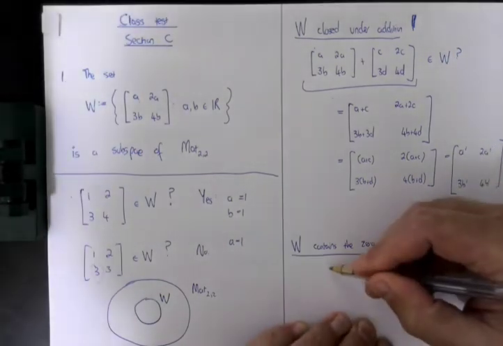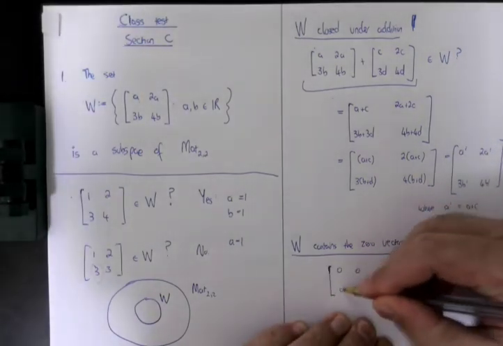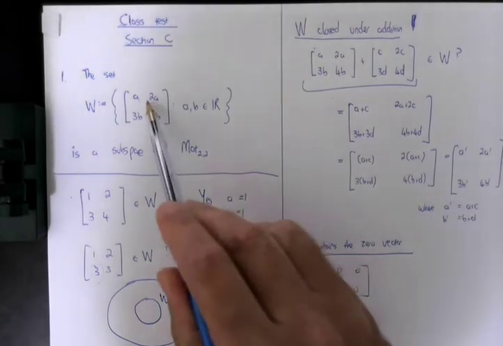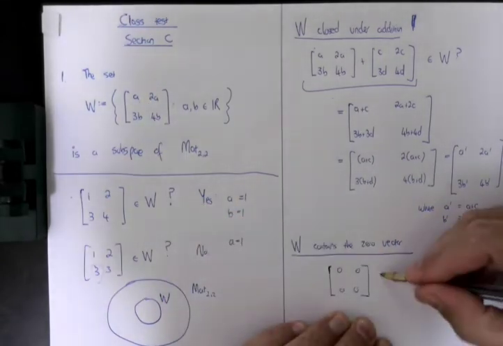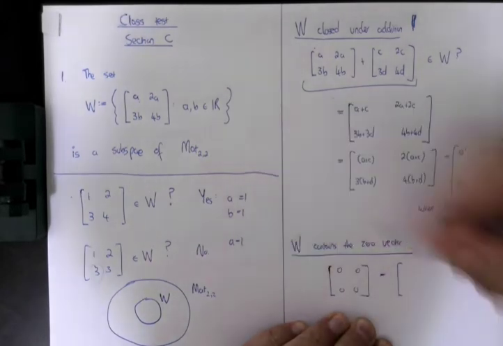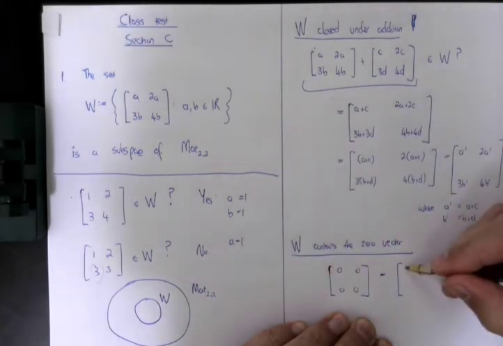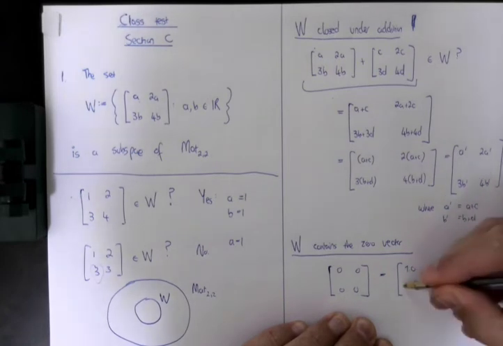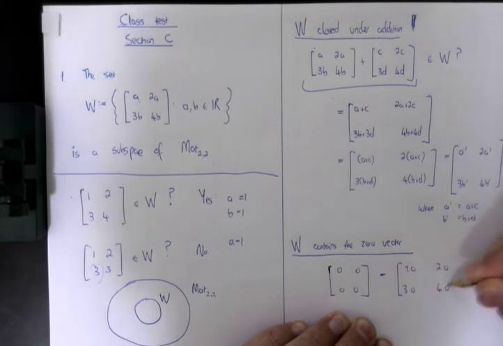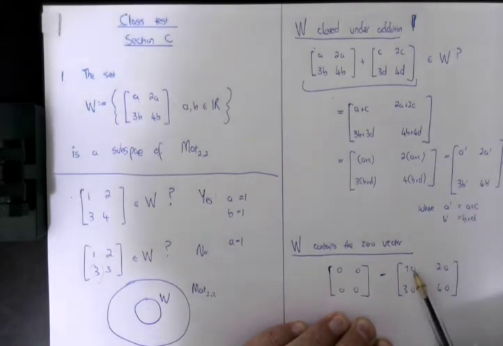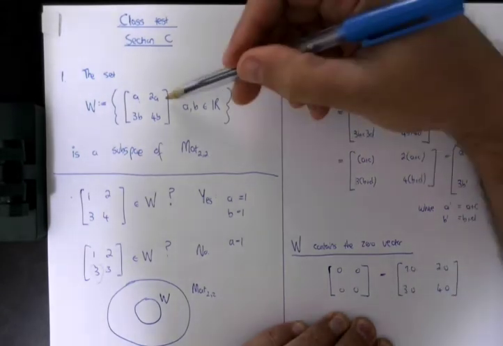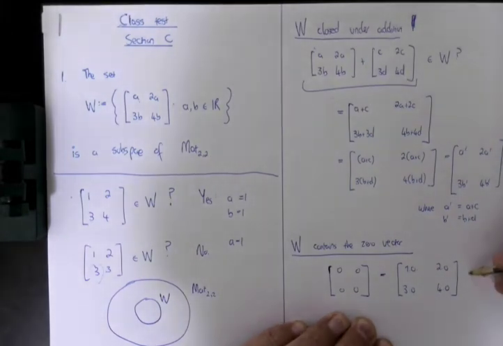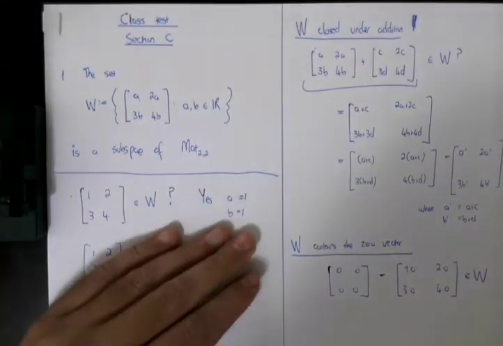Right? So the zero vector, can it be written in this form? That's the question you have to answer. And the answer is yes, because I can write the zero vector as 1 times 0, 2 times 0, 3 times 0, 4 times 0, right? In other words, my A has been taken to be 0 and my B taken to be 0. And in that case, I can clearly see that it has the same pattern as the matrices in W.